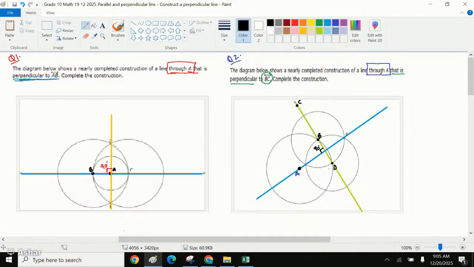Because the perpendicular line has to pass through a point, they would tell us exactly which point it is. Okay, so moving on further, let's see what else we can do. You just need to draw this line on the diagram. If the diagram is given, you simply draw this line.